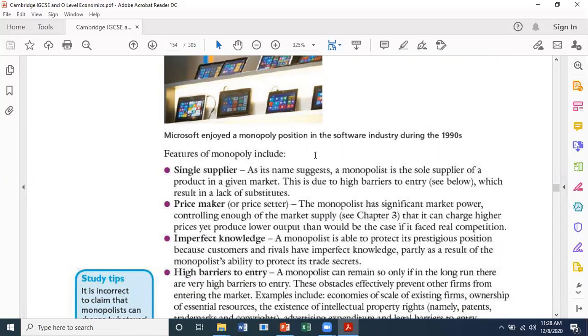Single supplier: as its name suggests, a monopolist is the sole supplier of a product in a given market. This is due to high barriers to entry, which result in a lack of substitutes. Price maker or price setter.